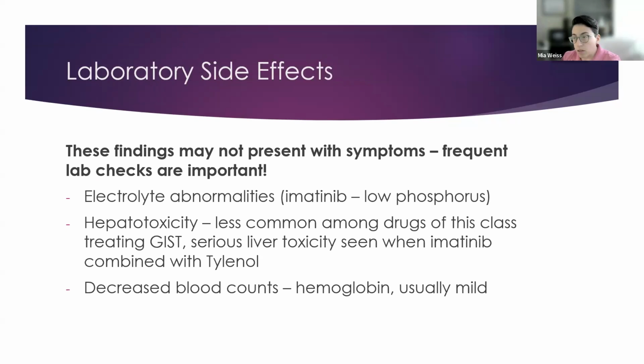Okay, so in terms of some of the other side effects, these are laboratory side effects that you may not feel or know, but it's important that your doctor is keeping an eye on them, which is why, at least when you begin therapy with any of these drugs, hopefully you're getting lab checks relatively frequently. Electrolyte abnormalities can happen. For example, with Gleevec or imatinib, low phosphorus is often seen, and we need to replete patients for that.